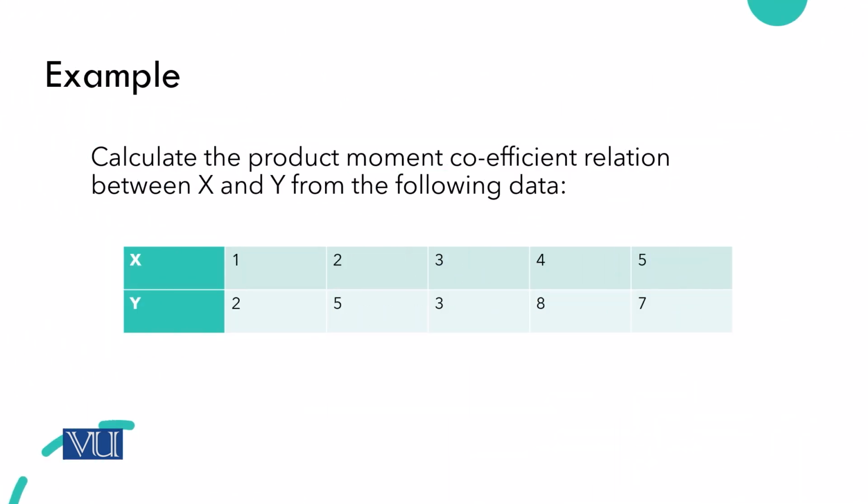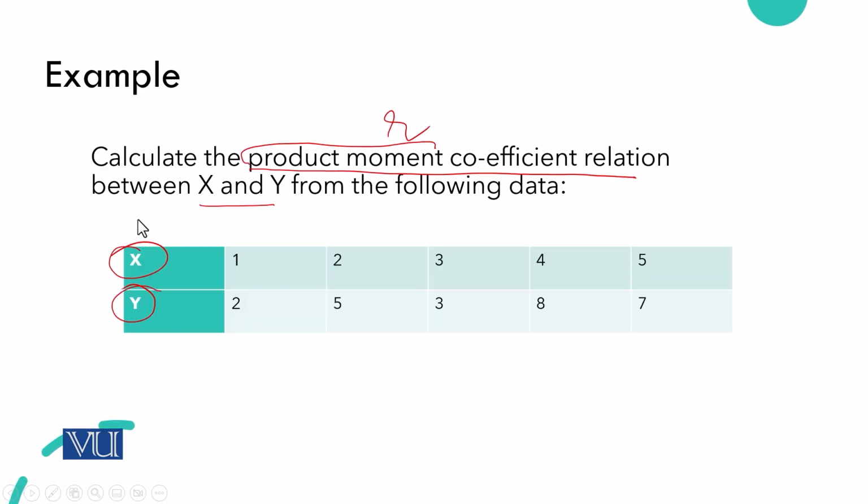This is an example having two variables, one is x and the other is y. Calculate the product moment coefficient. It means this is the correlation coefficient. The other name is product moment coefficient between x and y. So we will consider this data and calculate the correlation coefficient.